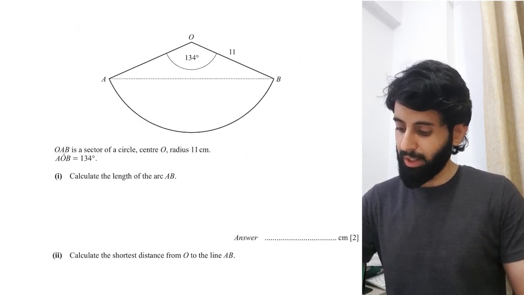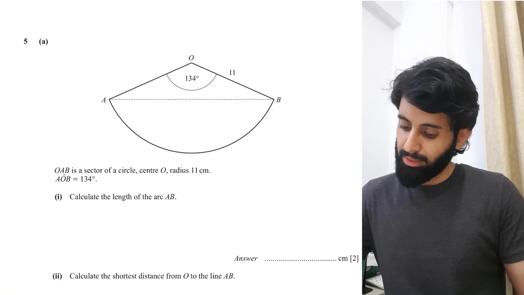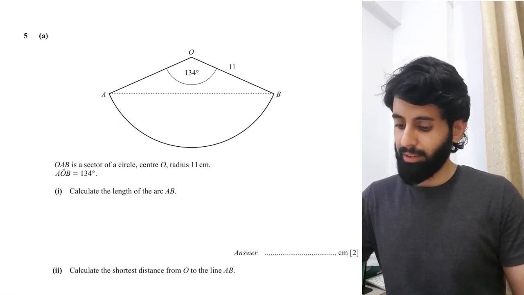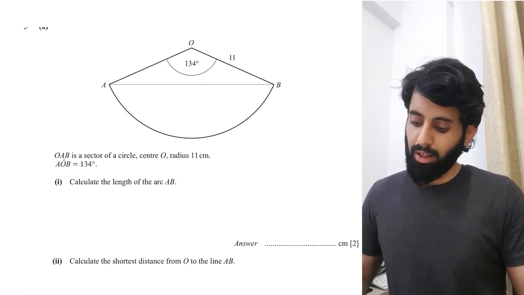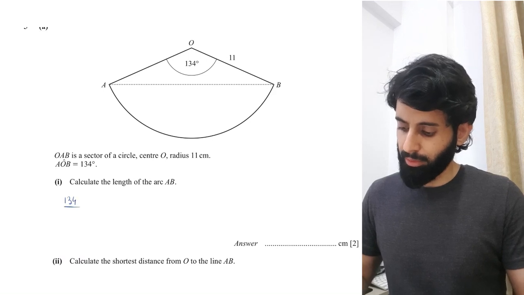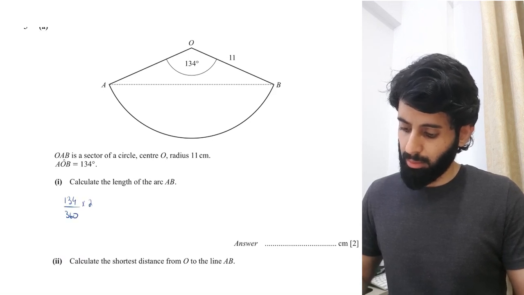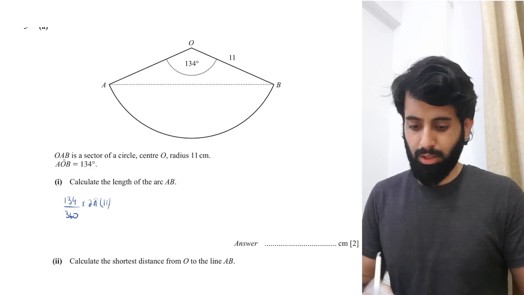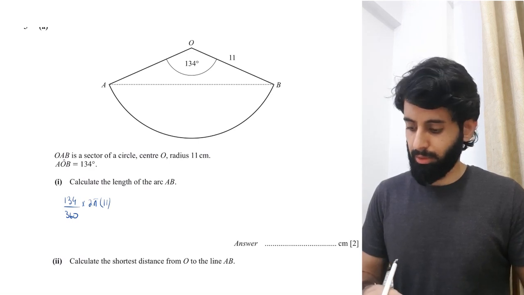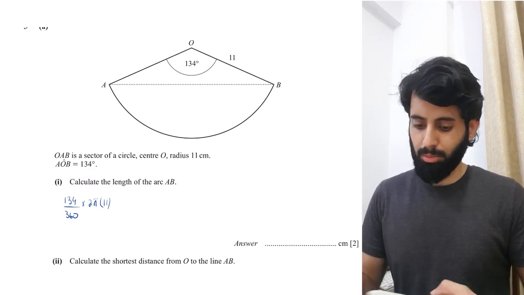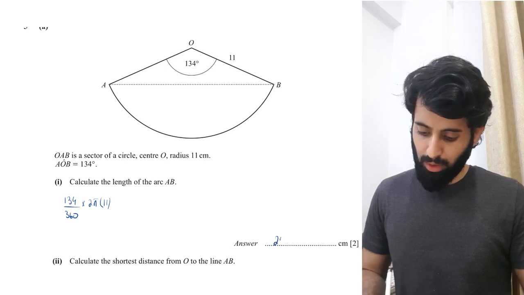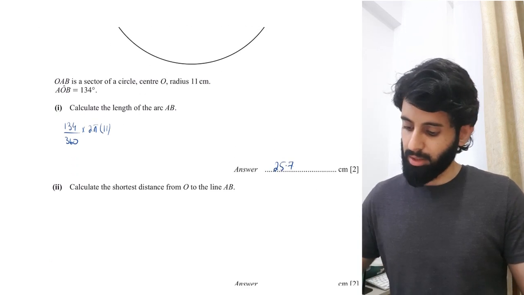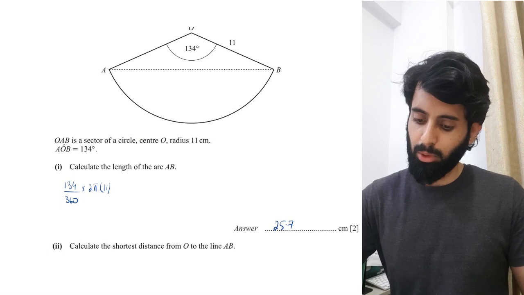Okay, here's question number 5. It says you have a sector with center O, radius 11, AOB is 134. Arc length, pretty simple: 134 upon 360 multiplied by 2 into pi into 11. So let's work this out. 134 divided by 360 into 22 pi. So this turns out to be 25.7.